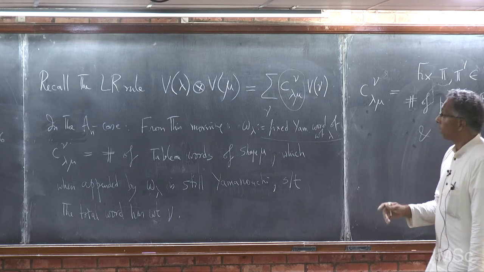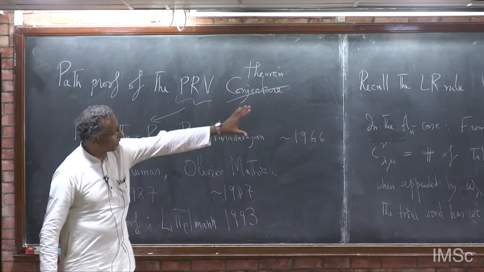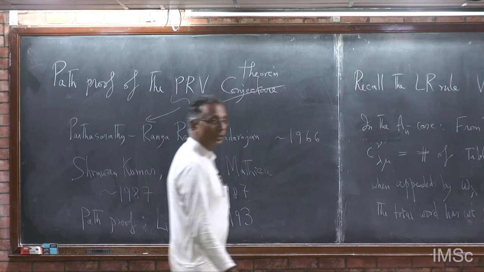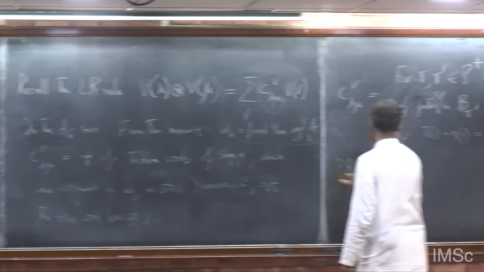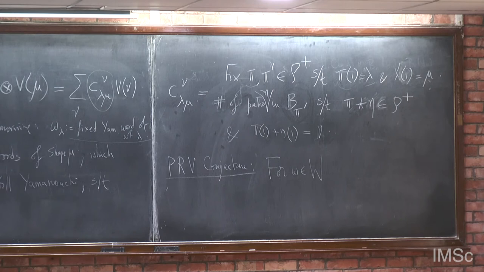But what we want to show is, I will state this conjecture and show you how from the general statement, a very short proof can be given. Okay, so what is the conjecture? PRV conjecture. For w in W, so we are always using our fixed notation, g is some symmetrizable Kac-Moody algebra. Those didn't exist in 1966, so they made the conjecture for finite dimensional semisimple Lie algebras. But the statement is true and this proof works in the general case.